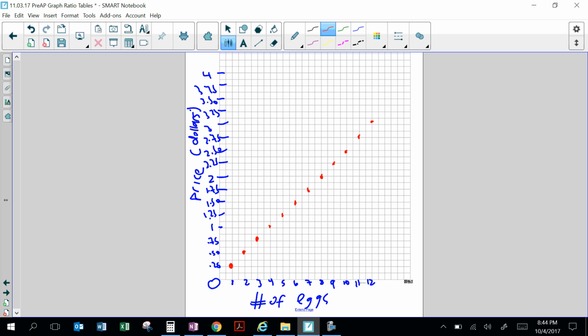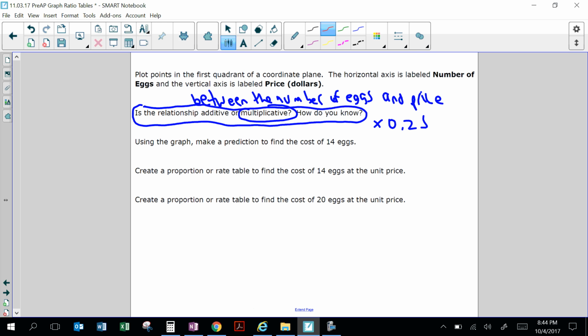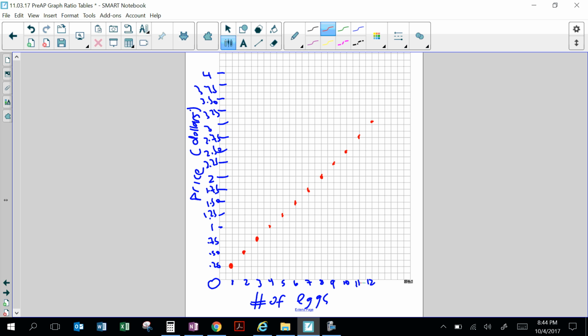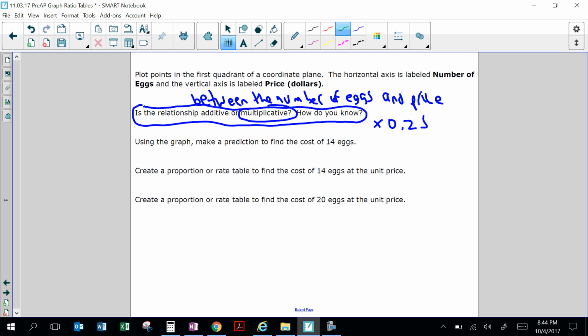Because I know you're always used to connecting the dots when you graph it. But in math, sometimes we don't. It's called discrete. Discrete means you're not connecting the dots. So use the graph, make a prediction to find the cost of 14 eggs. So 13, 14. If I make a prediction, it would be $3.50.